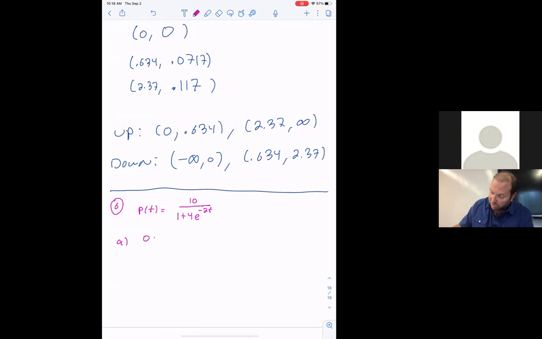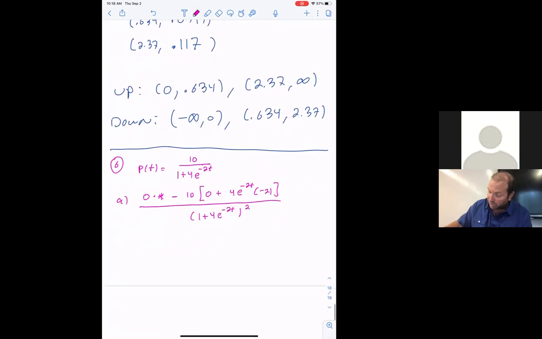Derivative of the top is 0 times the bottom, who cares, minus the top times the derivative of the bottom, which is 0 plus 4e to the negative 2t times negative 2, all over the bottom squared, 1 plus 4e to the negative 2t squared. This gives me 0 times whatever is 0, minus 10 times negative 8 is plus 80. So I'll just do 80 e to the negative 2t over 1 plus 4e to the negative 2t squared.